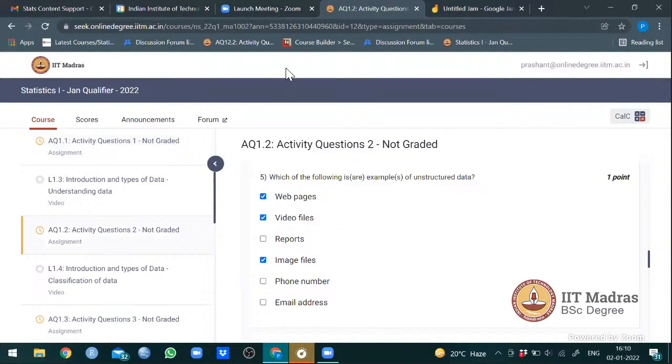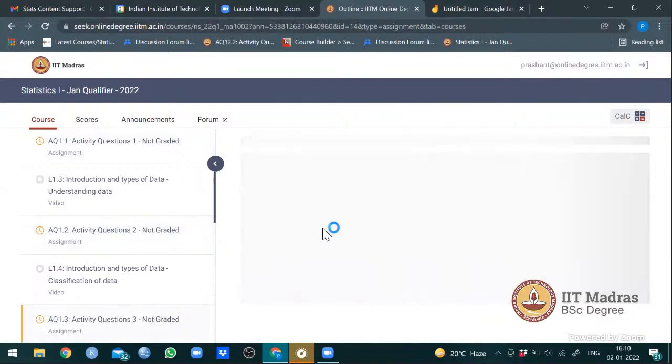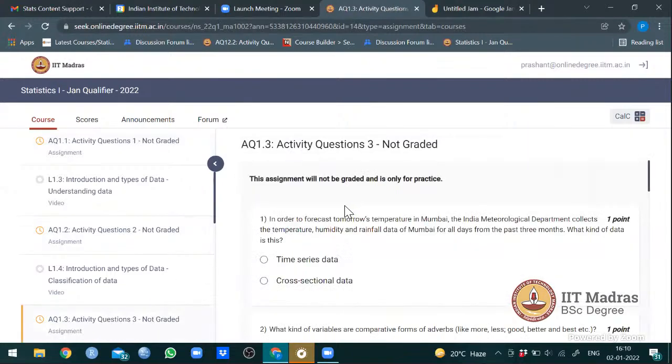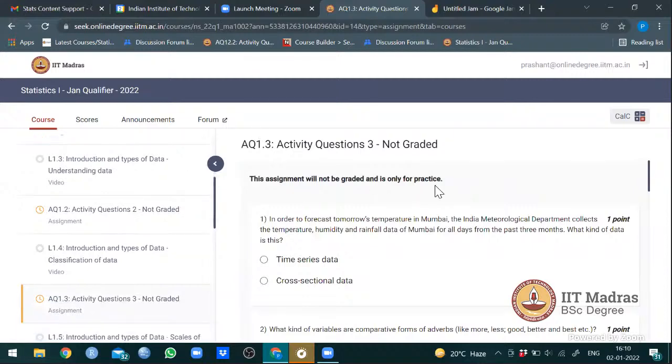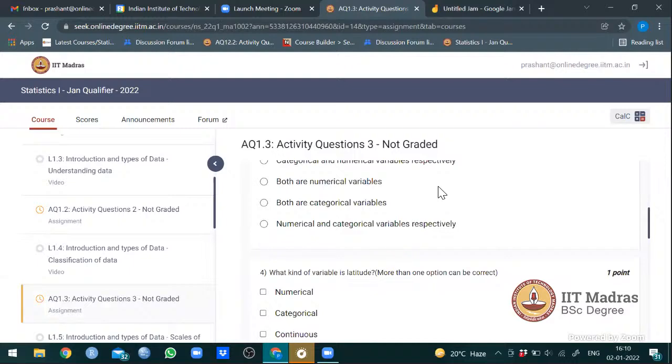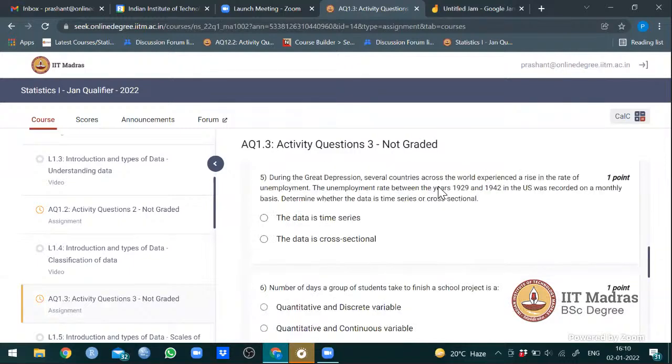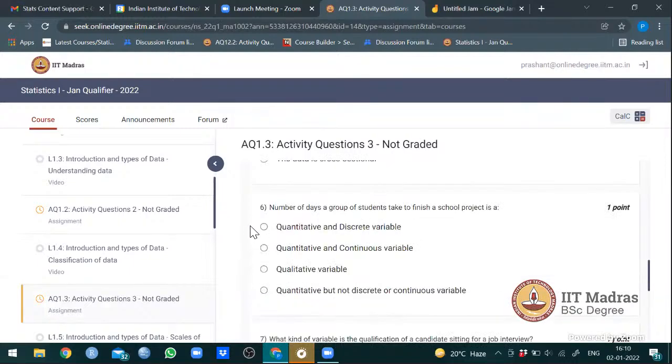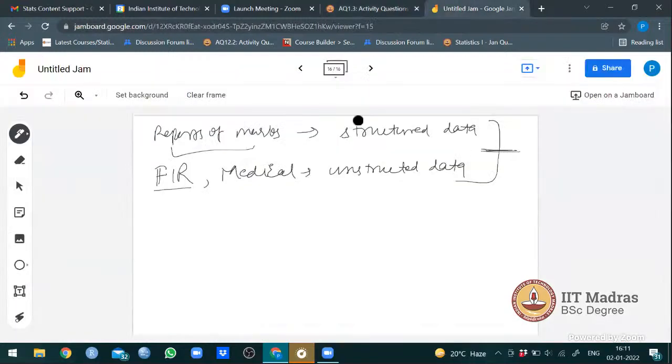Okay, sir. And activity 1.3 is question number 6. This one. Quantitative and discrete. Yes, sir. So my exact doubt was students can complete even in 1.5 day and like something like this. So why can't we take it as continuous?